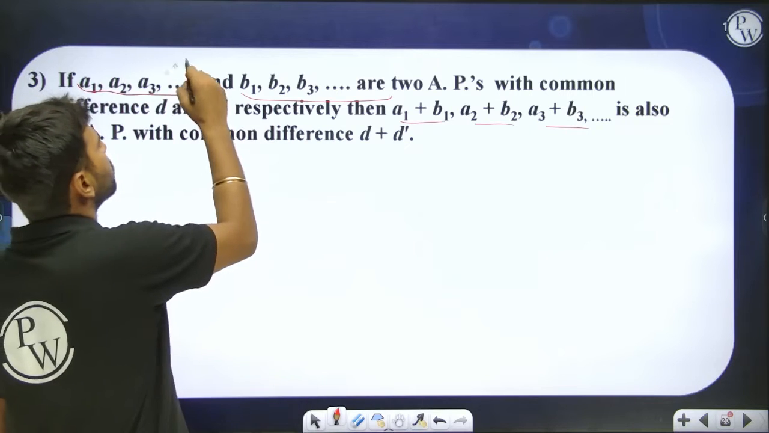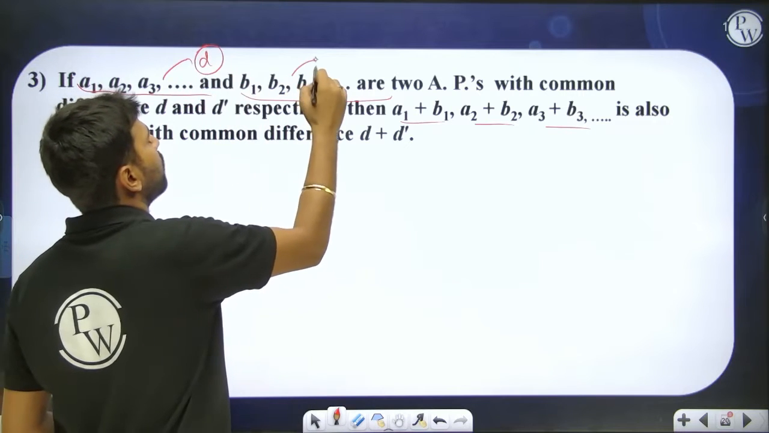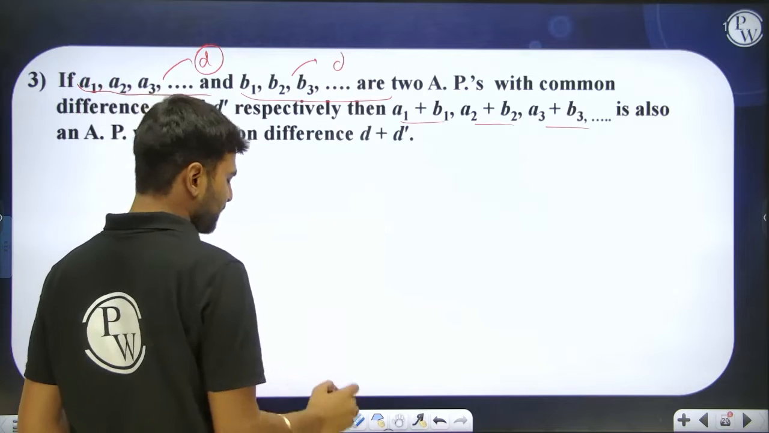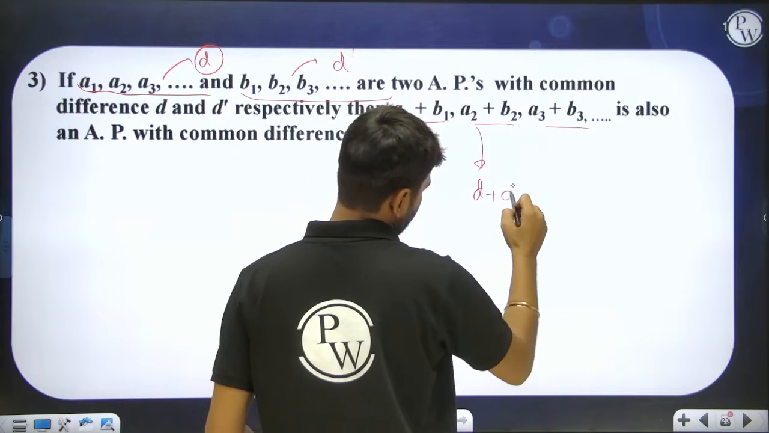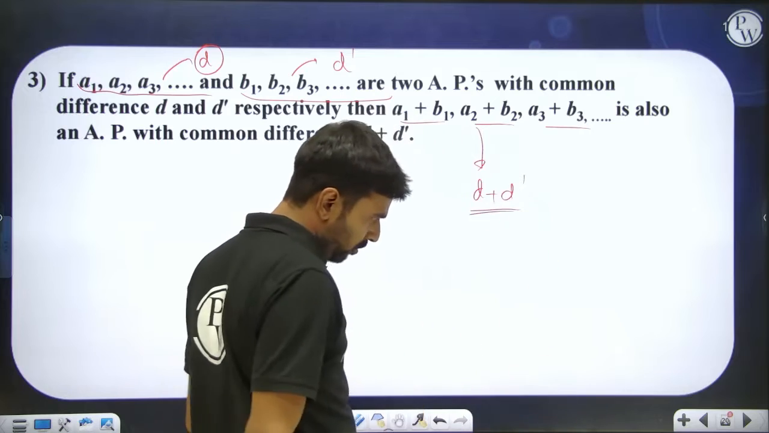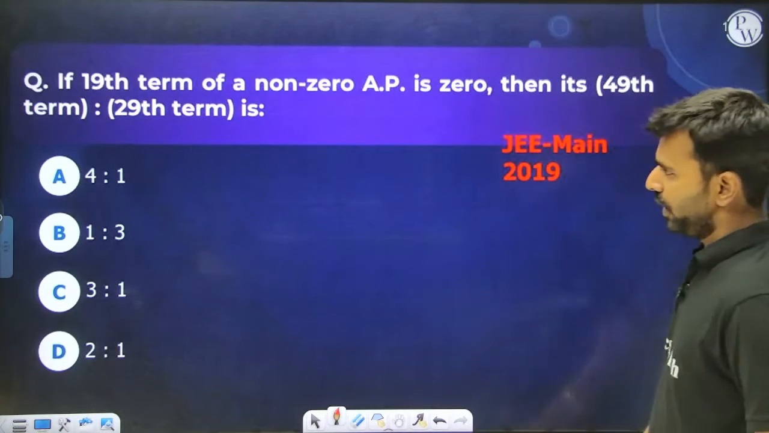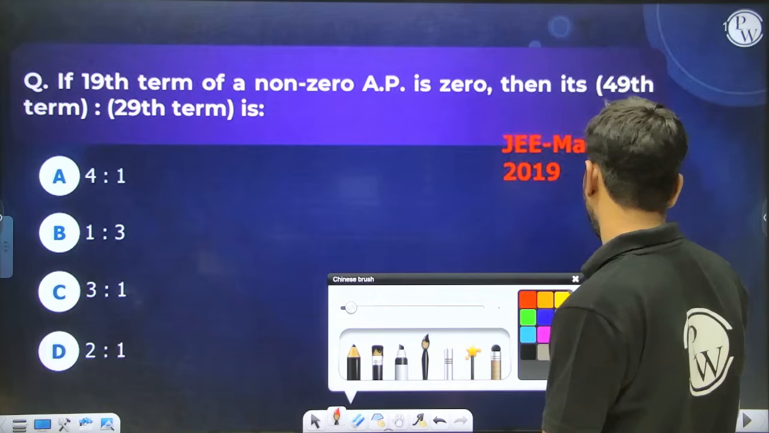If the common difference of this AP is D and the common difference of this AP is D dash, then the common difference of this new AP is going to be D plus D dash. Keep this always in your mind. Alright. Okay, let's do this JEE Main 2019 question.